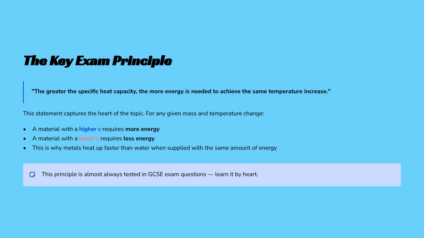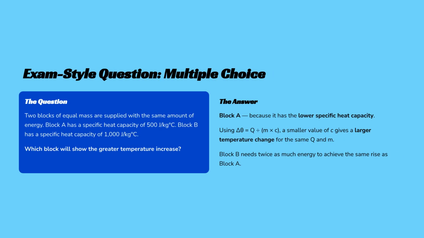Remember this key exam principle. The greater the specific heat capacity, the more energy is needed to achieve the same temperature increase. Materials with a higher C value require more energy, while those with a lower C require less. This is why metals heat up faster than water. In this multiple-choice example, we compare two blocks of equal mass. Block A has a specific heat capacity of 500, while Block B has 1,000. Block A will show a greater temperature increase because it has the lower capacity, requiring less energy to heat up.